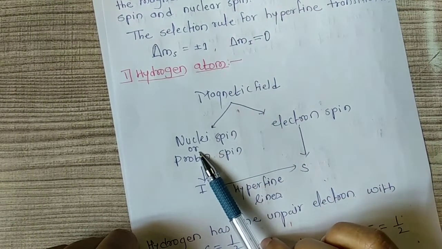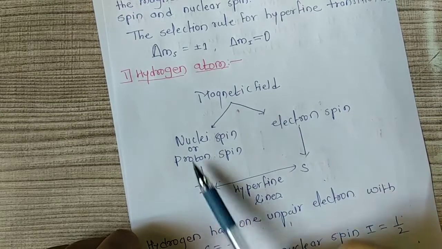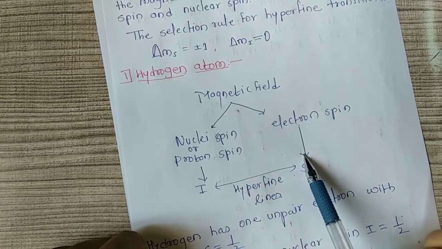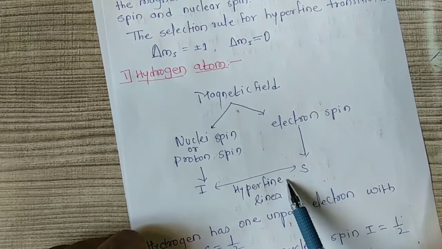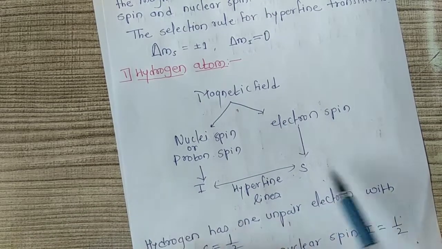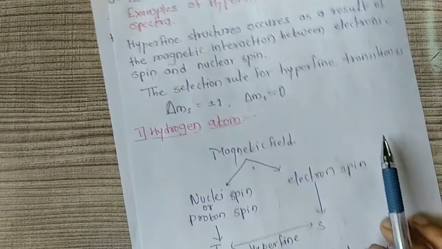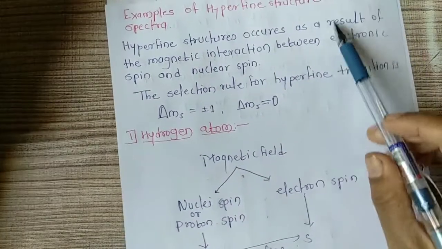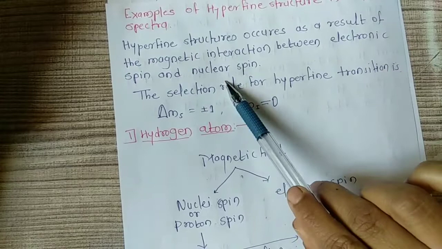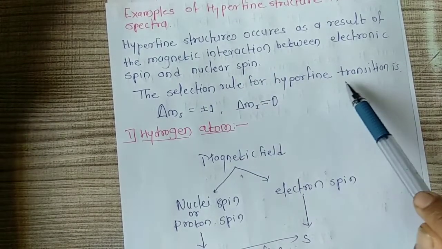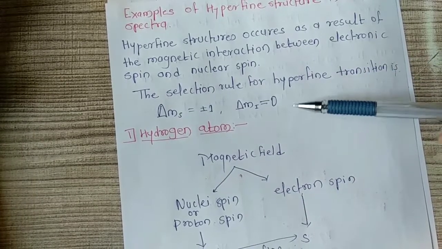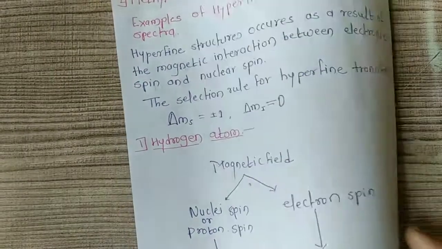Nuclear spin means I, electron spin means S. These nuclear spin and electron spin interact with each other and we get the hyperfine lines, and then we get the ESR spectrum. Hyperfine structure occurs as a result of the magnetic interaction between electronic spin and nuclear spin, and the selection rule for hyperfine transition is delta Ms equal to plus or minus 1 and delta Mi equal to 0. Okay.